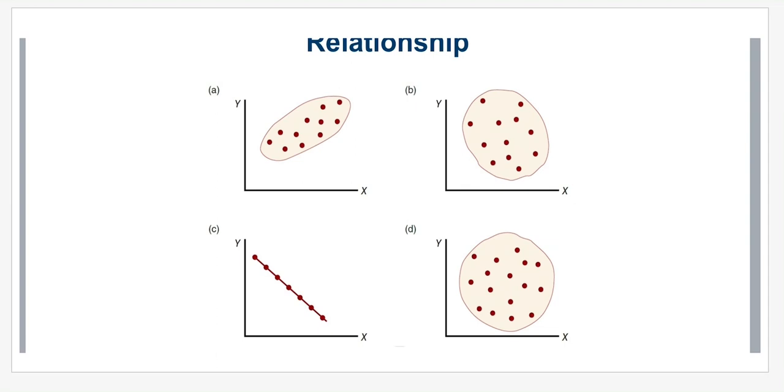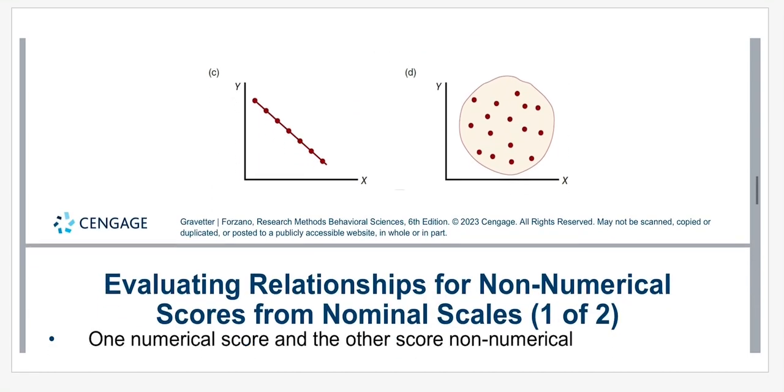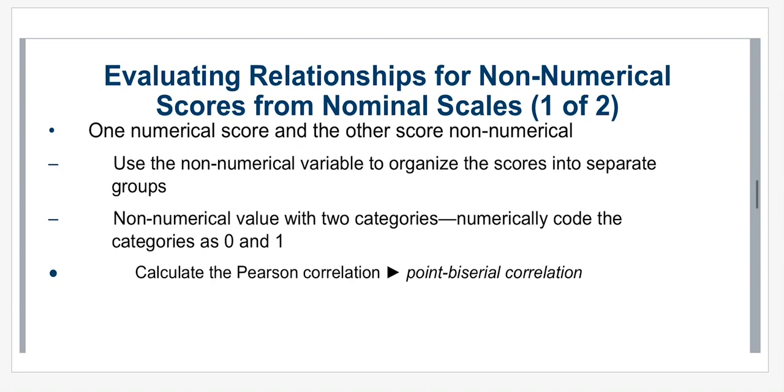Now, this last graph, D, would be a correlation coefficient of 0. There's no correlation. There is no linear trend here whatsoever. They are randomly scattered throughout the graph, no trend whatsoever, okay? So that just gives you an example visually of that.